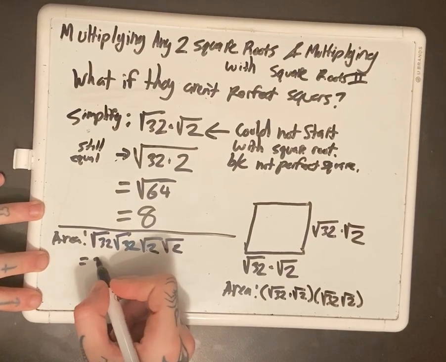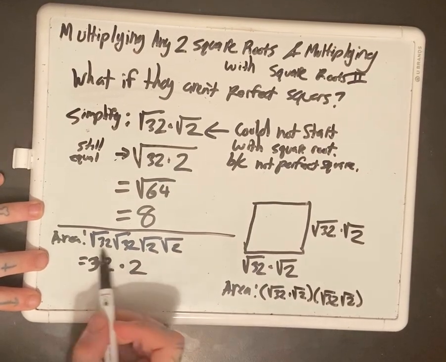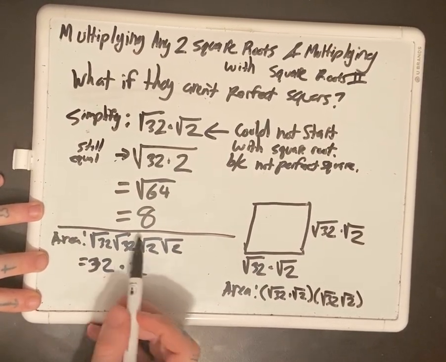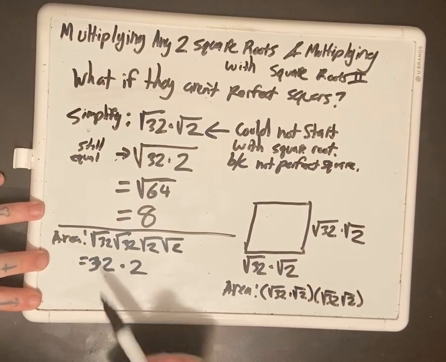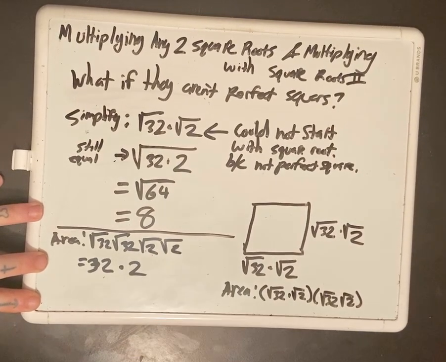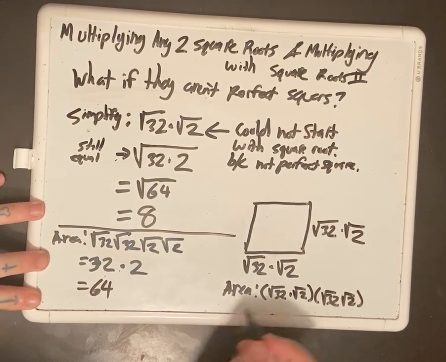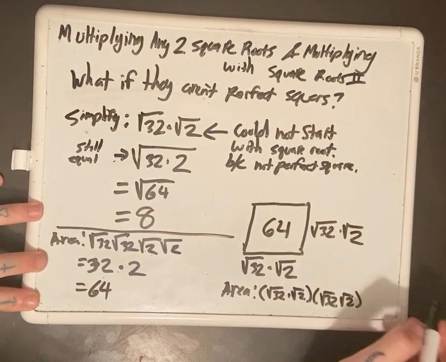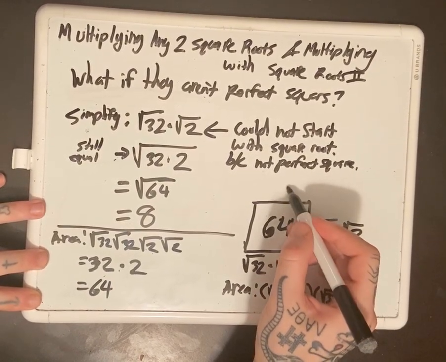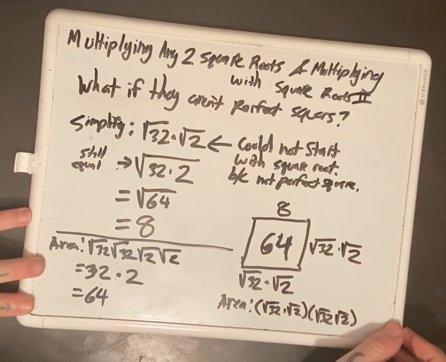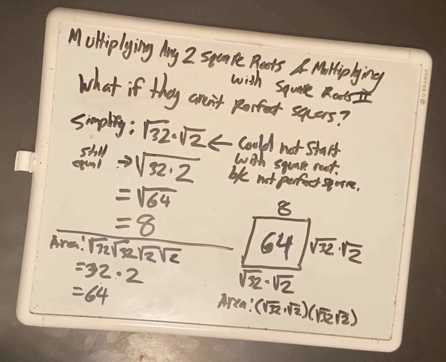And then that's just going to give us 32 times 2, because anything times itself with a radical over it twice is just that number. Square root of 32 times square root of 32 is 32. Square root of 2 times square root of 2 is 2. Okay, 32 times 2 is 64. So the area is 64. But when the area is 64, that means the side has to be 8, because the square root of 64 is 8. Okay?